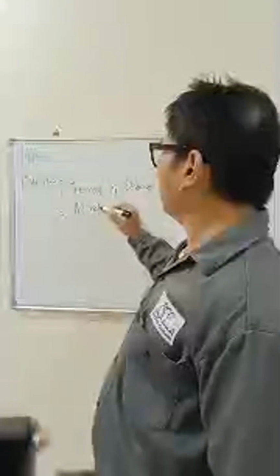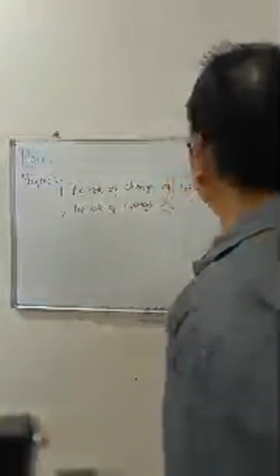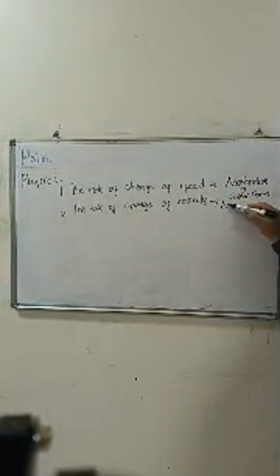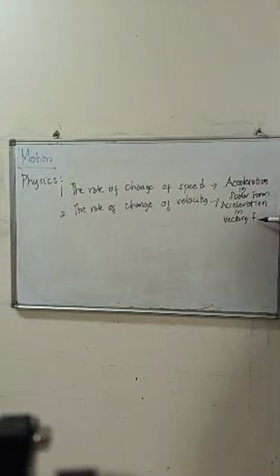Number two, the rate of change of velocity. What's that all about? So this is obviously acceleration in vector quantity. Later we will express this in a symbolic formula in vector form, considering both the magnitude and the direction. In acceleration in scalar form, there is only the magnitude, no direction.